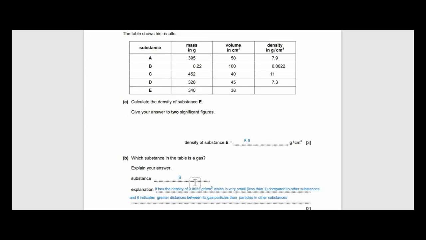Alright, let's open up the answer. The answer for that is substance B. Explanation: it has the density of 0.0022 gram per cubic centimeter, which is very small, less than 1, compared to other substances, and it indicates greater distances between its gas particles than particles in other substances. That's the explanation for B.